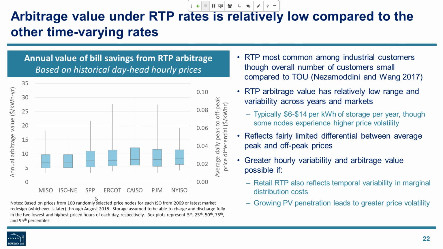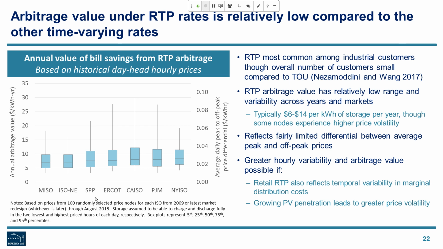Real-time rates are going to be most common among industrial customers and are really pretty rare other than that. Maybe there are a few pilot projects for residential and smaller commercial customers. The figure here shows a box plot of the range of annual arbitrage value per kilowatt hour storage, and the range is going to represent the variability from one year to the next. There isn't a very large range, and the variability across years and markets is also relatively low.